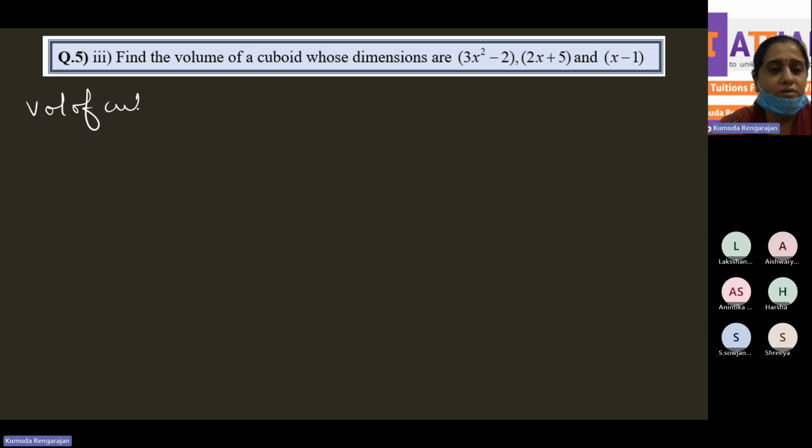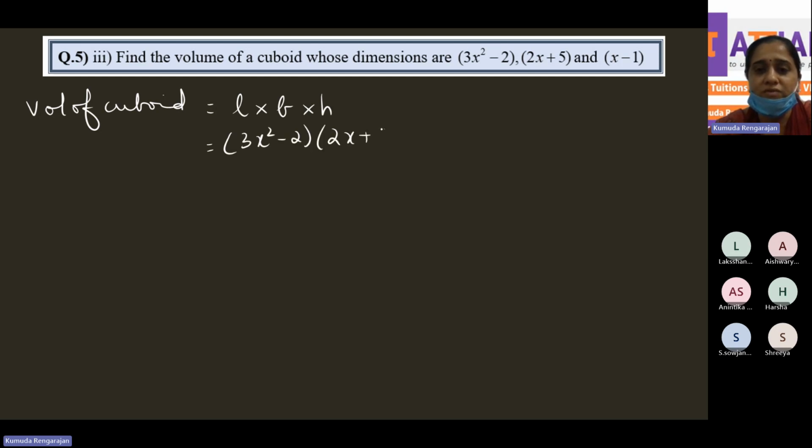Volume of cuboid is equal to L into B into H. Okay. So L into B into H. So it is 3x squared minus 2 into 2x plus 5 into x minus 1. We have done a question like this earlier in the class, meaning we know how to multiply 3 expressions like this. So use that procedure and complete this. We'll see the answer in the next class.